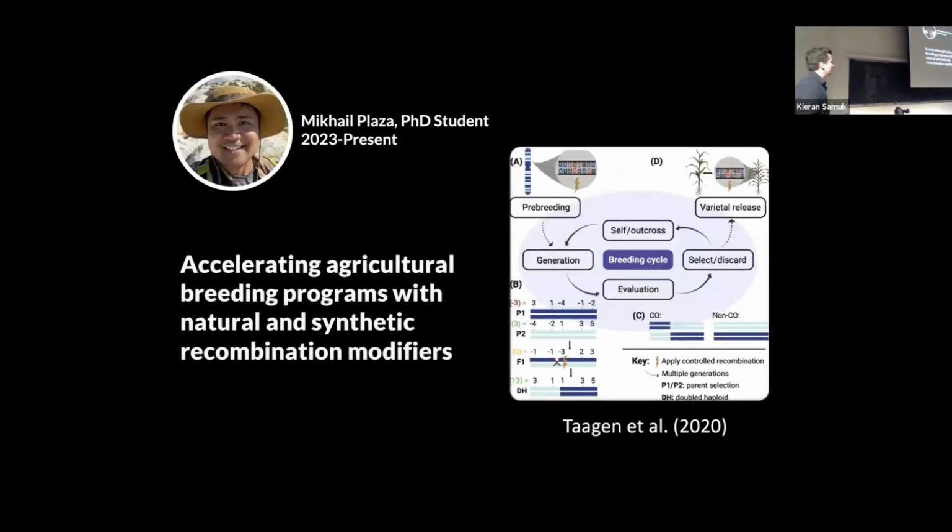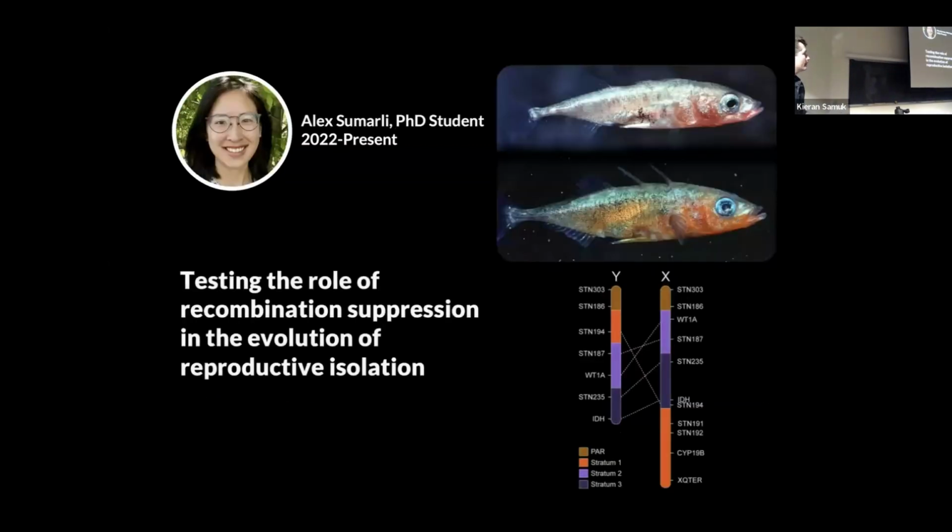My student Mikhail is working on a completely different angle, thinking about how we might use this information on recombination modifiers from a population genetic perspective to accelerate agricultural breeding programs and hopefully save time in breeding. My student Alex is also interested in looking at the role of recombination suppression in the evolution of reproductive isolation, particularly in populations of three-spine stickleback as well.